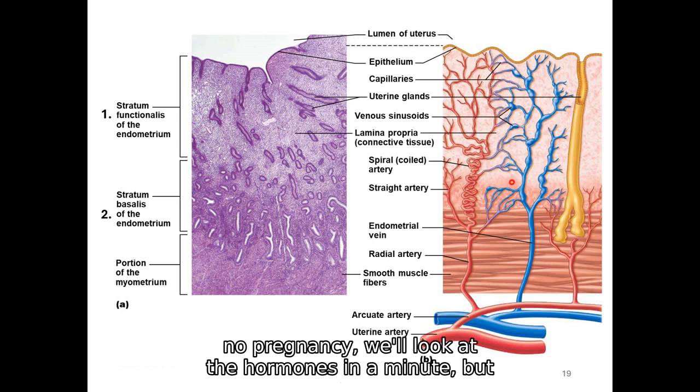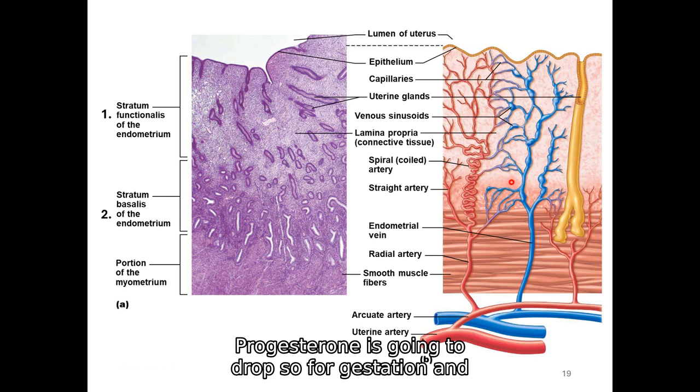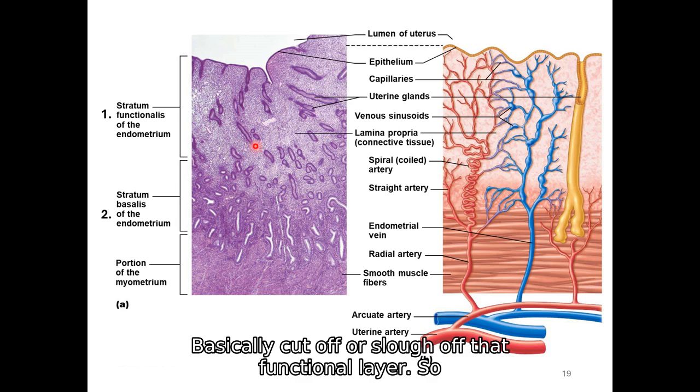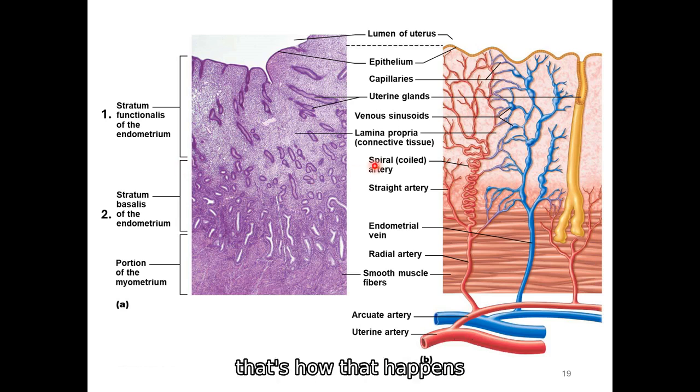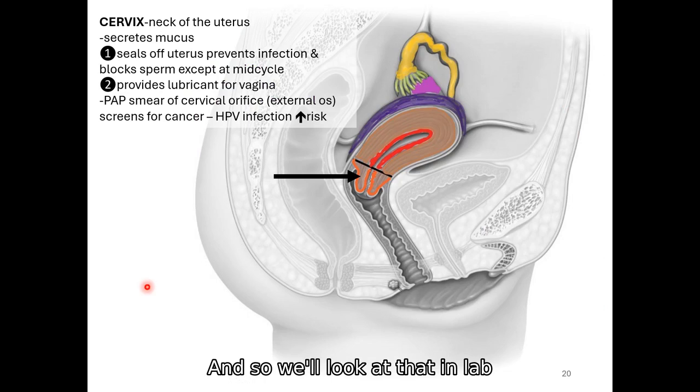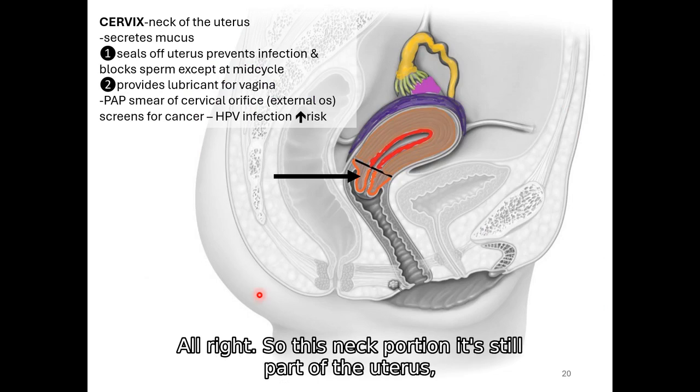So if there is no pregnancy, we'll look at the hormones in a minute, but progesterone is going to drop. So for gestation, and these spiral arteries are going to start to dilate and contract and basically cut off or slough off that functional layer. And so that's how that happens. And you see the myometrium, and then the perimetrium would be on the outside. And so we'll look at that in lab.